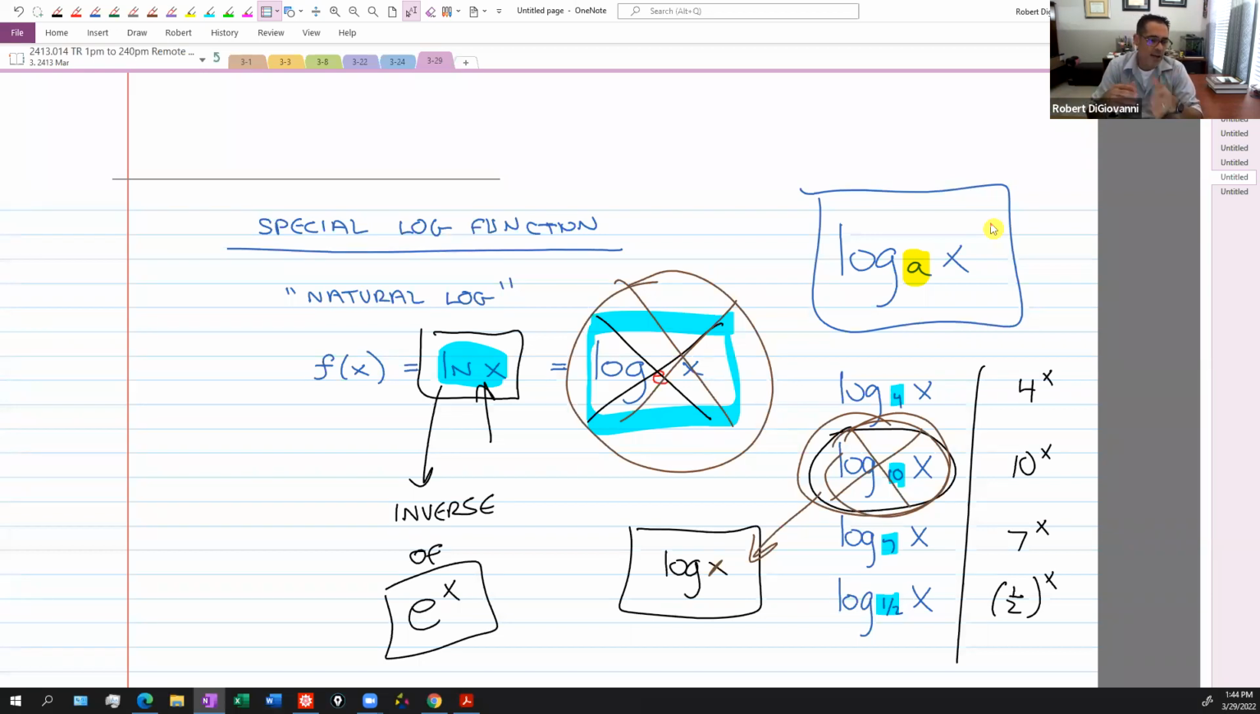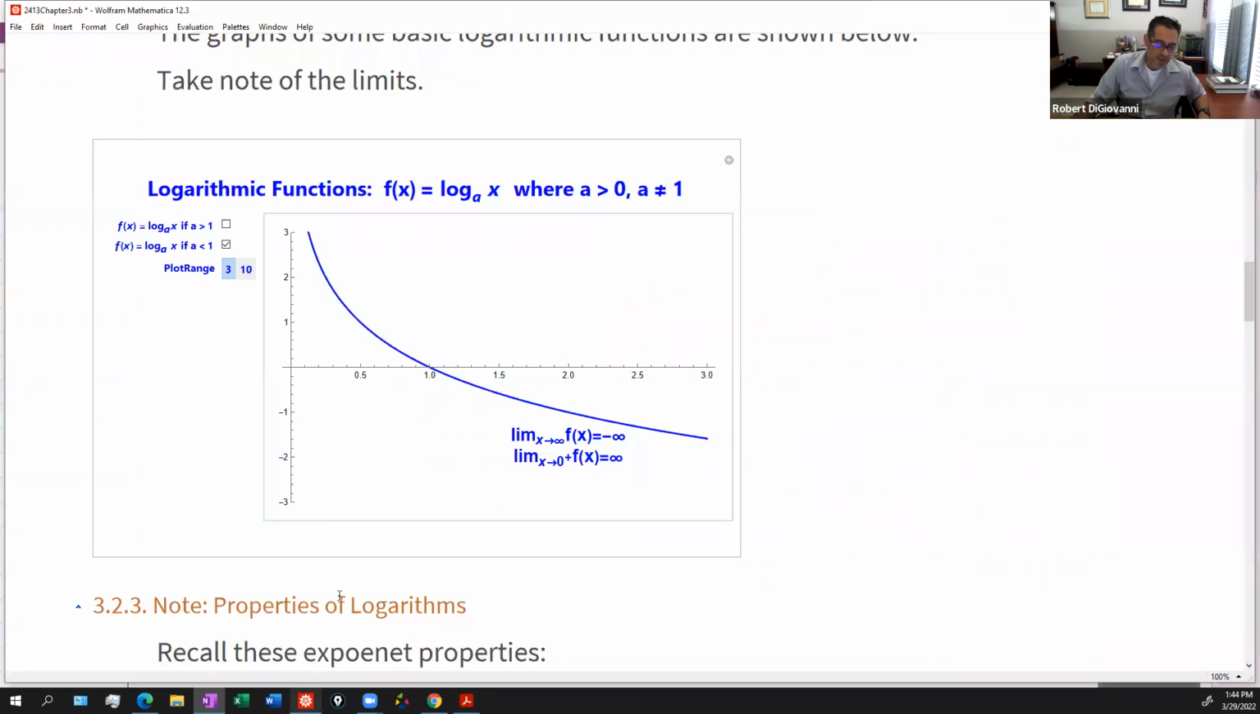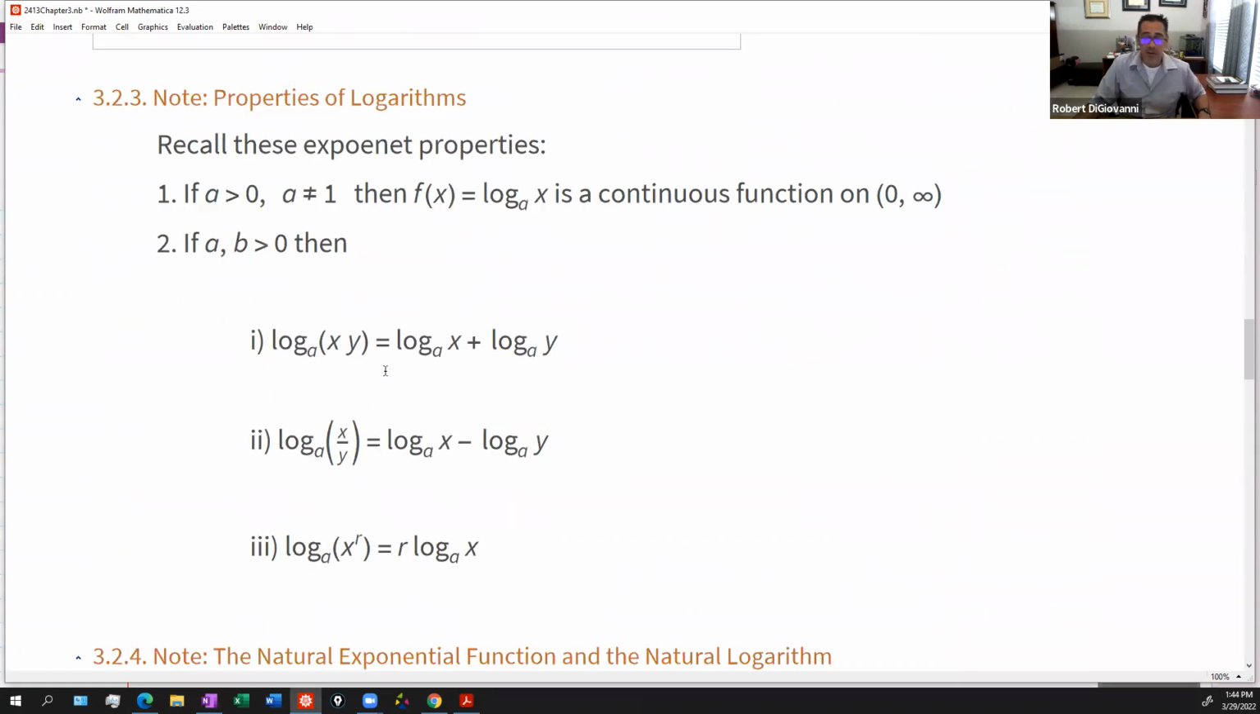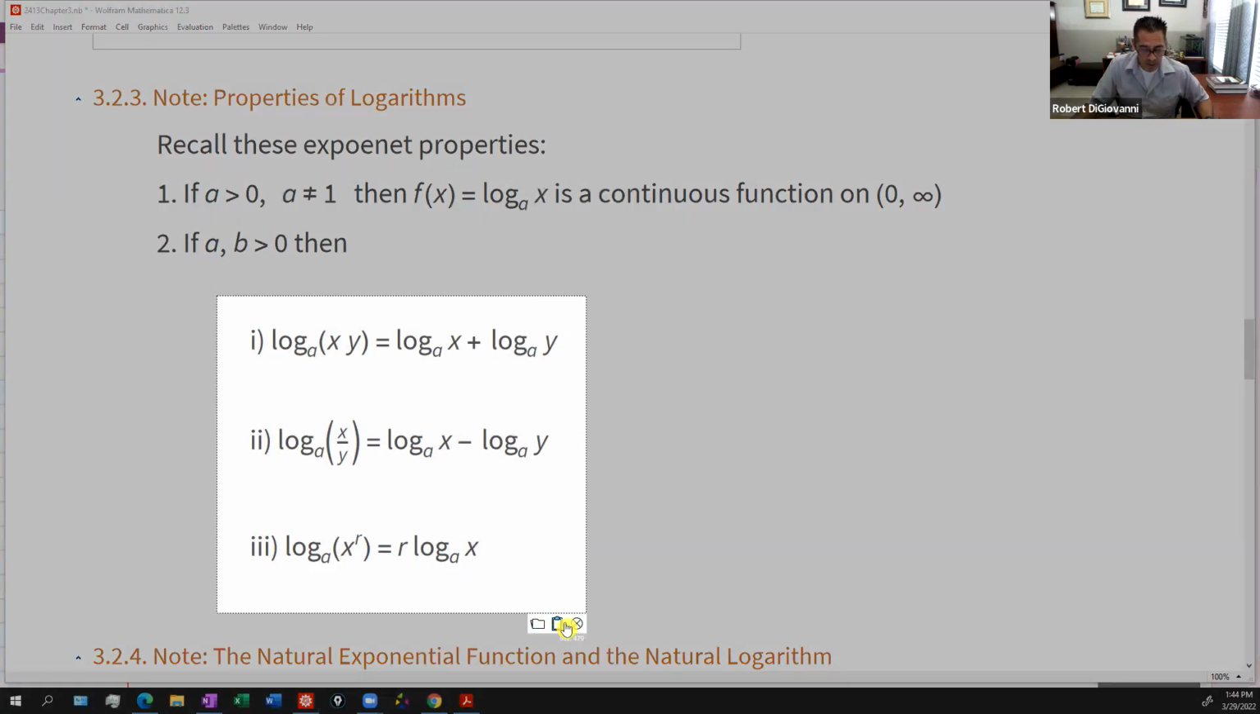I still haven't explained why e is so important, right? Why is e so important? And I'm still not ready to. I'm almost there. I still got to talk more about logs. Back in college algebra, there are some other properties of logs that you need to know. I'm going to copy these because I want you to see these. These are so important.